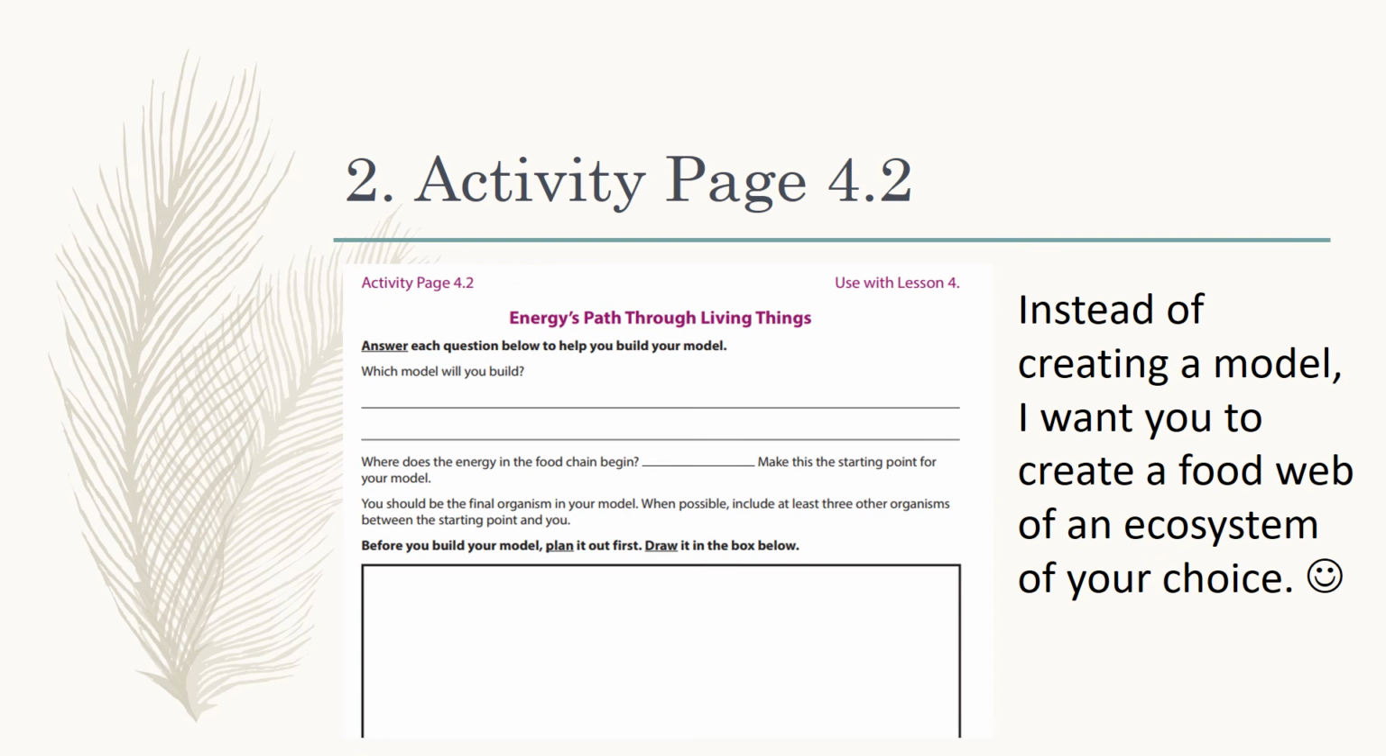Now that we've read the chapter together, let's move on to the activity page. Today you're going to be working on activity page 4.2 in your packet. Now, this activity page is a little difficult to do on your own because it's asking you to build a model. Well, instead of building a model, I want you to focus on creating a food web of an ecosystem of your choice. This could be an ecosystem from the book, or it could be an ecosystem that you're just interested in and you want to learn more about. Once you're finished with your food web, be sure to take a picture of it and send it to Miss Corkins. I can't wait to see it.